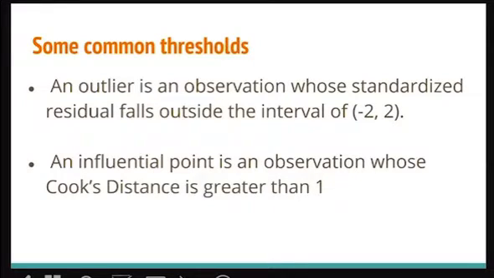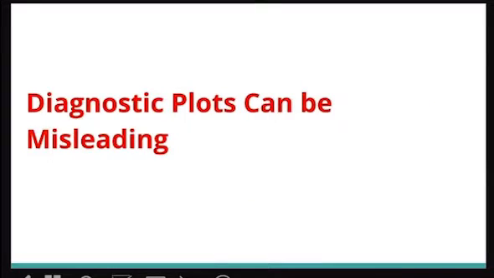Okay. Now I want to go to the next objective of the day. You know, we say that diagnostic plots can be misleading. Of course, the same way judges in the court of law can also mislead. You know, at times we normally say, who judges the judges?